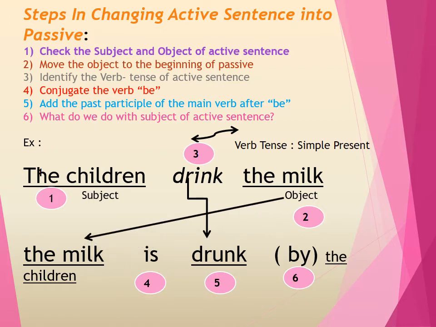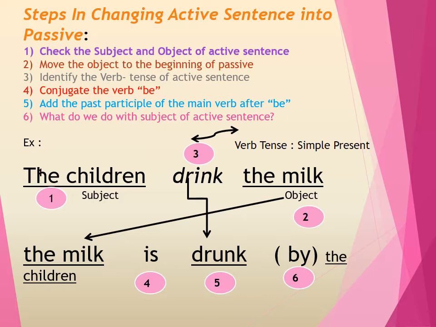Next, let's learn how to change an active sentence into passive voice. The first one, check the subject and object of the active sentence. The second, move the object to the beginning of the passive. The third one, identify the verb tense of the active sentence. The fourth, conjugate the verb be. The fifth, add the past participle of the main verb after be. And the sixth one is, what do we do with the subject of the active sentence?